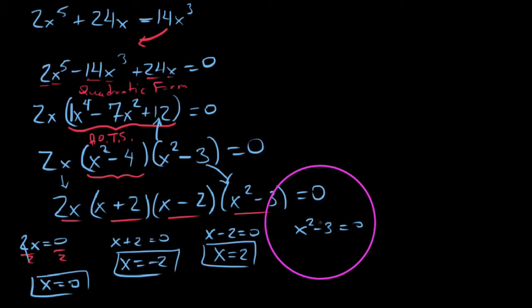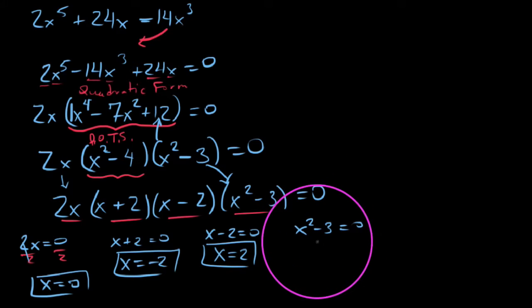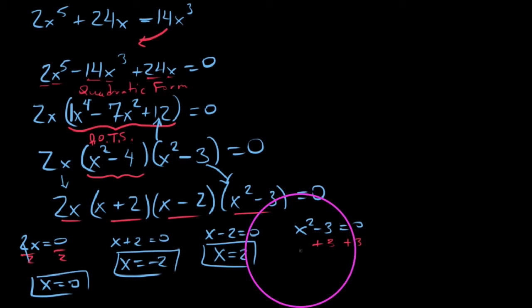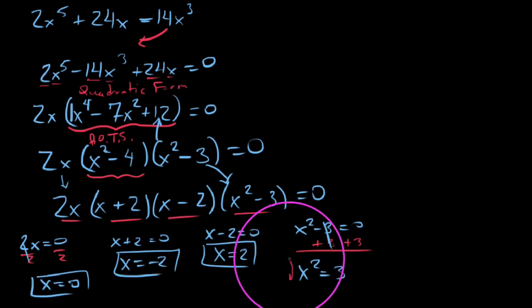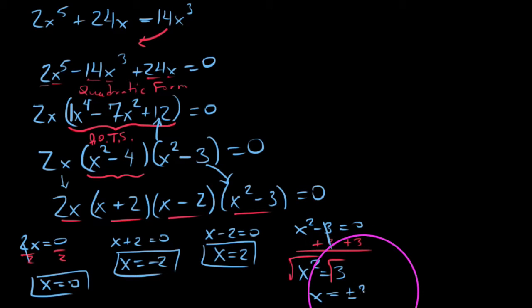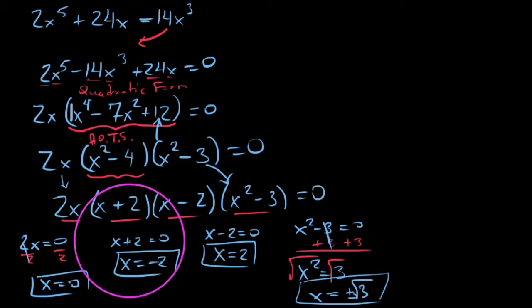This one here, we're going to solve by using square roots. So we're going to add our 3 to both sides. So we say plus 3, plus 3. The 3's cancel, so you get x squared equals 3, and to undo our squared, we'll do a square root. So we actually get two answers here, and they happen to be plus or minus radical 3. Okay, so we got 5 total answers.